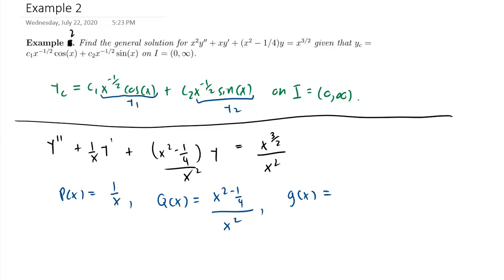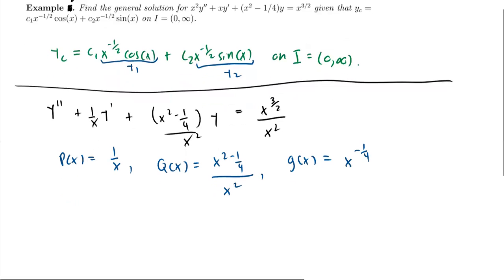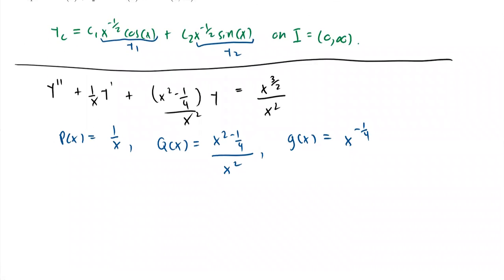So 3/2 minus 2, right? What's that? Negative 1/2. So x to the negative 1/4. Yeah, because 3/2 minus 4 over 2. Now, really what's needed is not p, it's g.